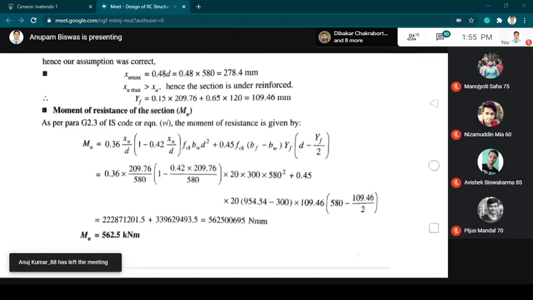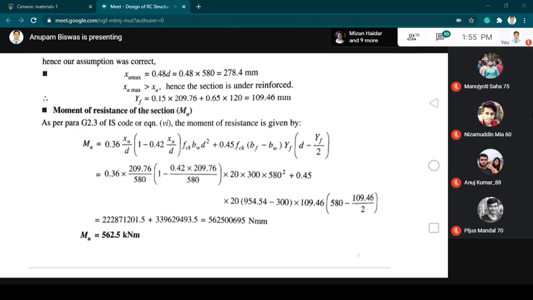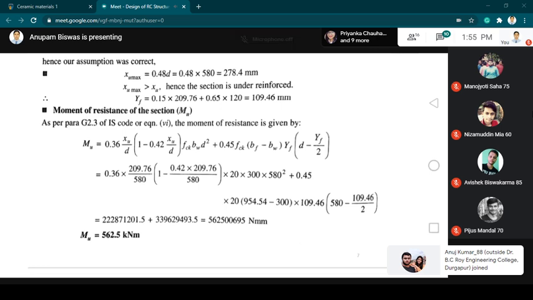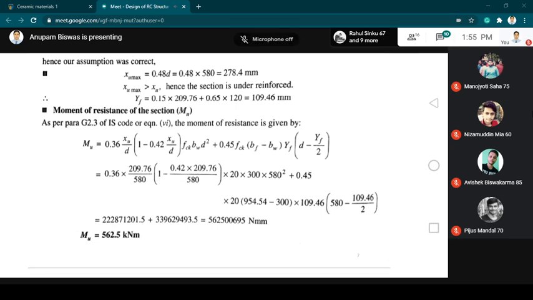So now we can find out the actual value of YF from here, and whether it is under-reinforced or over-reinforced. From the value of xu max by d, that is 0.48, we can obtain the xu max value. So xu max is more than xu, so it is under-reinforced. And the corresponding YF is 109.46 mm.